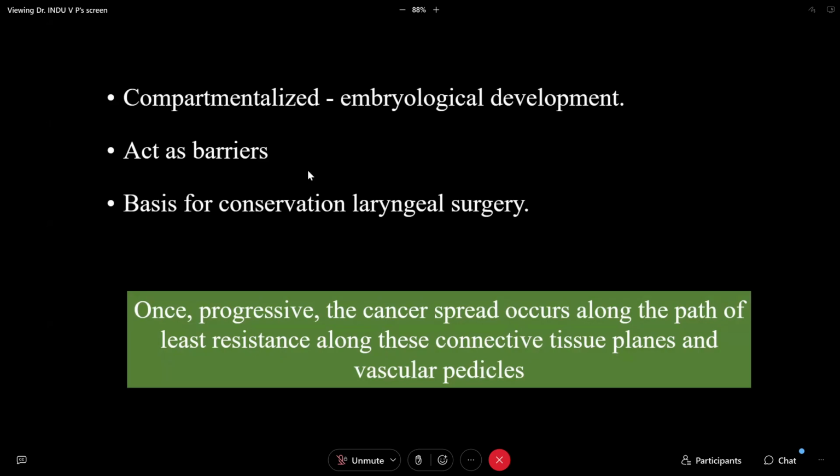These compartments actually act as barriers, and this is the principle behind conservation laryngeal surgery. But we should keep in mind that if the cancer is progressive and the spread has already occurred over these compartments, then it will spread through the path of least resistance, that is along the connective tissue planes and vascular pedicles.